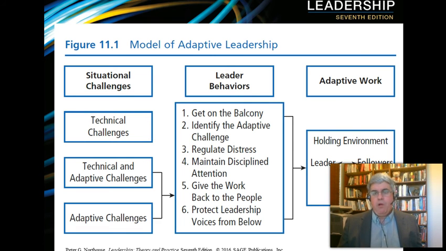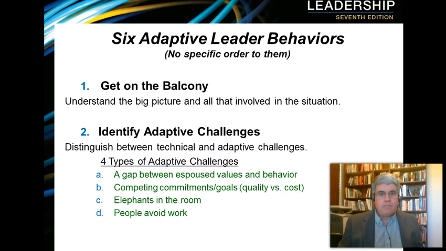And the outcome will be what's known as adaptive work. Work that's optimized for the challenge, and that'll be done in what's known as the holding environment, a safe environment. That's a key aspect of this model. So let's look at how this plays out.